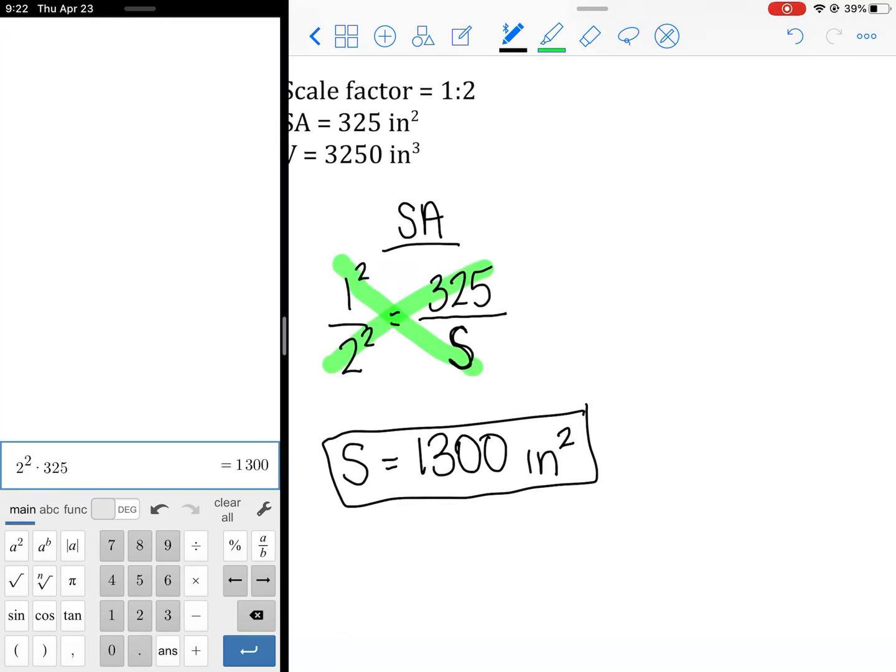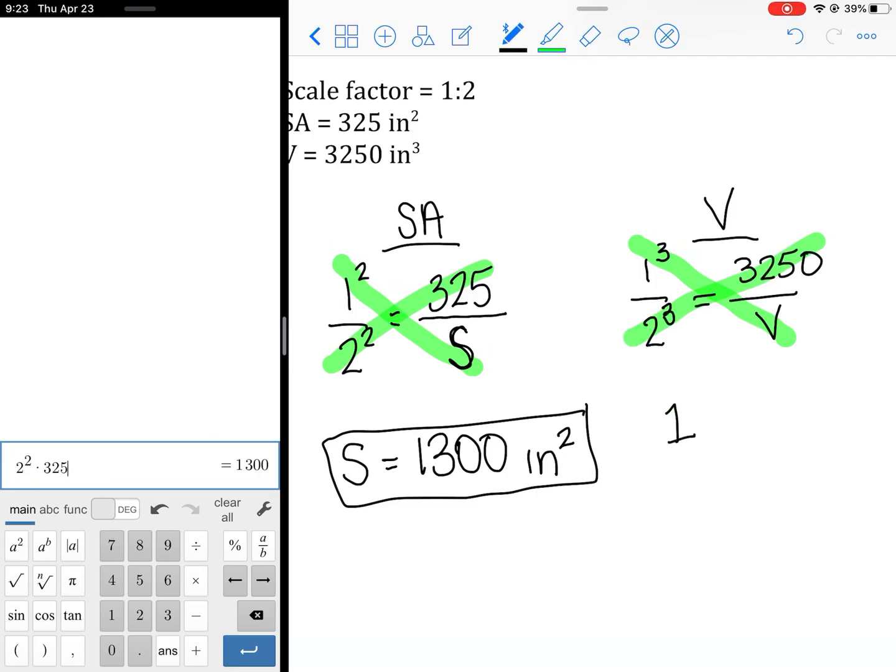Now we need to find the volume. Volume is in 3 dimensions. I'm going to take my scale factor and put an exponent of 3 on both parts. And then I have the volume of the smaller figure. I'm going to put that across from the smaller part of the scale factor. And then I'm going to use a variable for the larger one. So now let's cross multiply and set up our equation. 1 to the 3rd power is 1, so this is 1v. And then I need to do 2 cubed, so 2 to the 3rd power times 3,250.